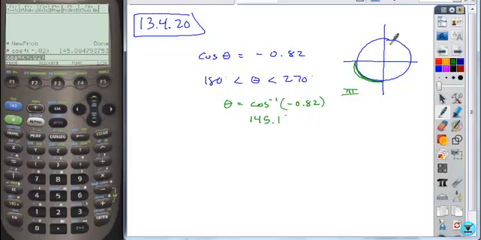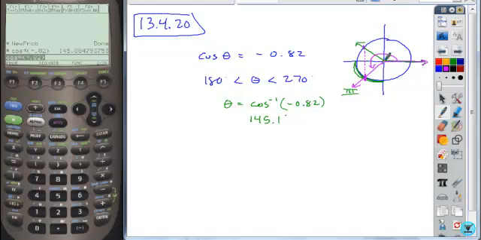145.1 degrees approximately. Okay, so we're looking at this angle right here. This is the angle that our calculator tells us. Well, we want to find the angle that has the exact same cosine as this angle. The same cosine can be identified where this angle intersects the unit circle. So if we draw a vertical line straight down here, you can see this right here is going to be the angle that we measure.